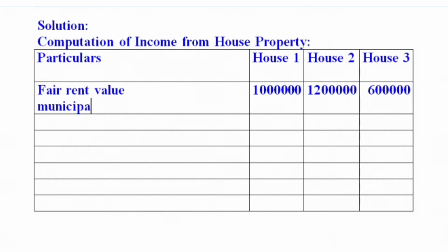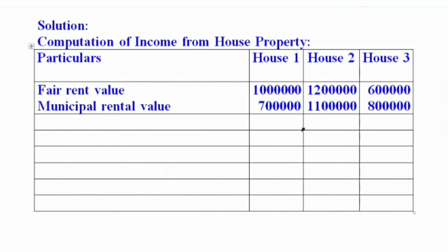Then municipal rental value. So municipal rental value is given for all 3 houses. For house 1 it is 7 lakhs, for house 2 it is 11 lakhs, and for house 3 it is 8 lakhs. So on these 2 things, that is FRV and MRV, the higher value is going to be considered.